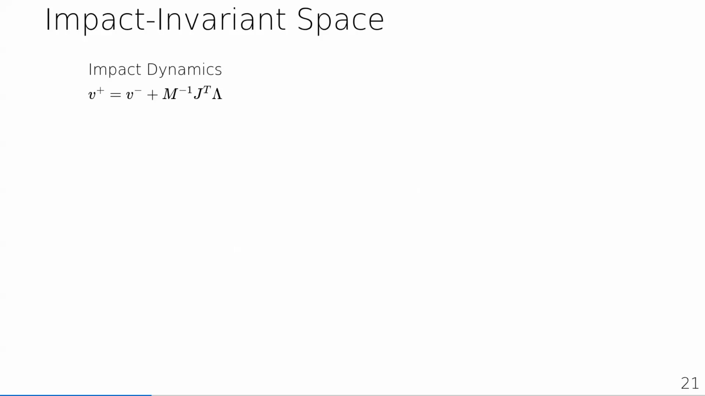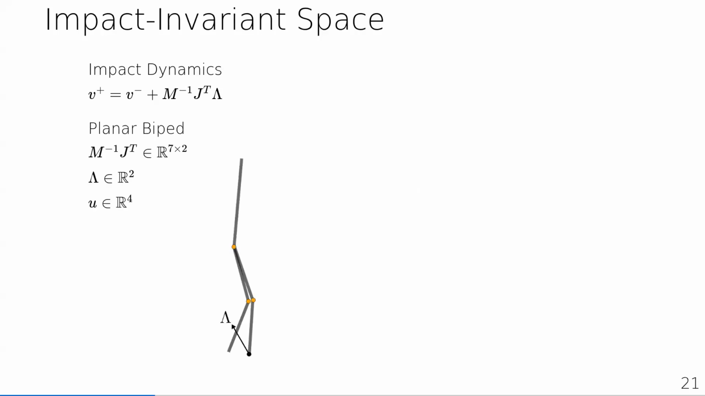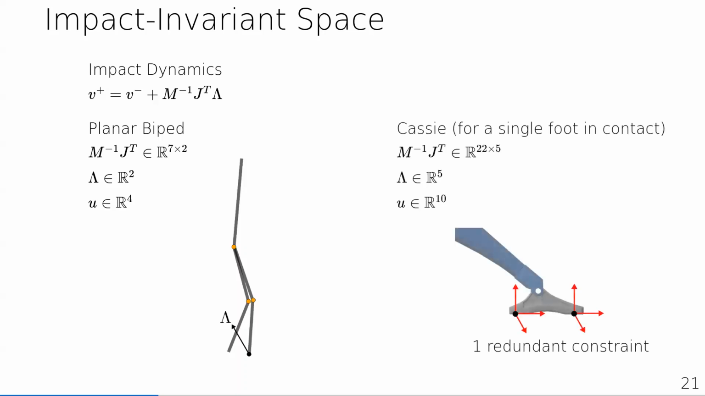If you look at the impact dynamics again, you can see that the change in velocities comes from this contact impulse lambda. If we look at the shapes of these quantities, the planar biped has 7 degrees of freedom, but the contact impulse is only dimension 2. And thus the impact invariant space is dimension 5. For Cassie, the impact invariant space is even larger. If we include the compliant joints, Cassie has 22 degrees of freedom, and the contact impulse for a single foot is just dimension 5. That number 5, for those curious, comes from a single redundant constraint when considering 2-point contacts for the foot. Even when we factor in that these are underactuated systems, so they have fewer control inputs than degrees of freedom, the impact invariant space is still significant.